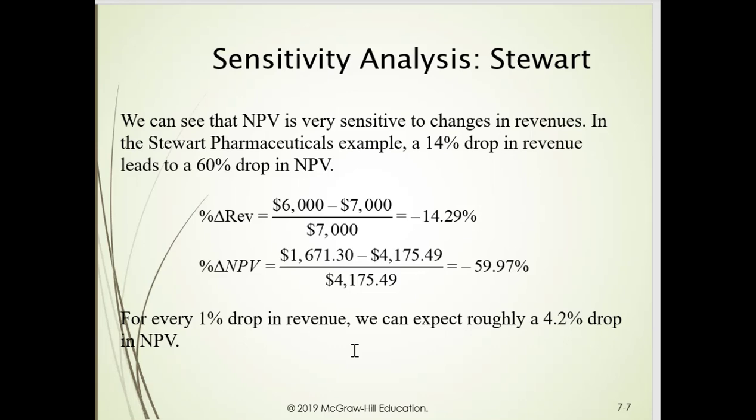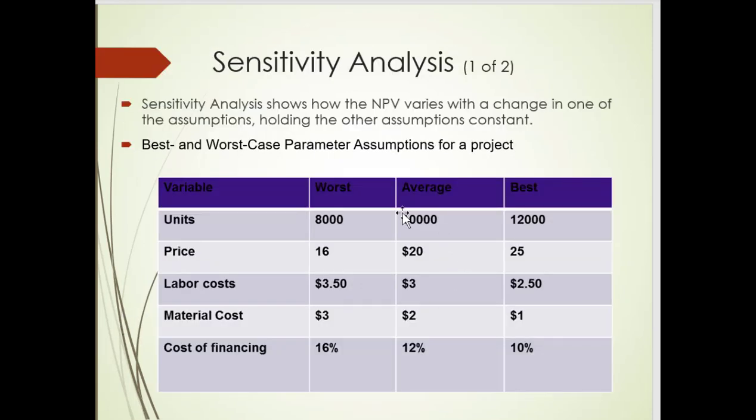So here we have what we refer to as the best, average, and worst case. The average is what we've just been talking about. And now the worst case, instead of 10,000, we sell 8,000. Price goes down, labor goes up, material costs are up, cost of finance up. This is the worst case scenario.